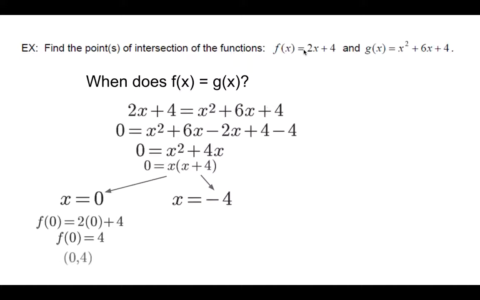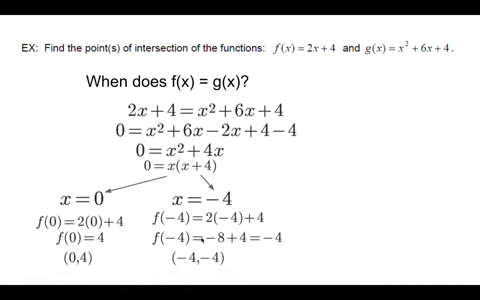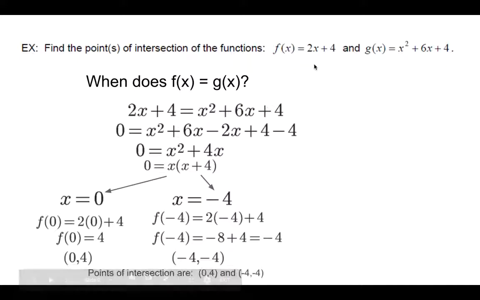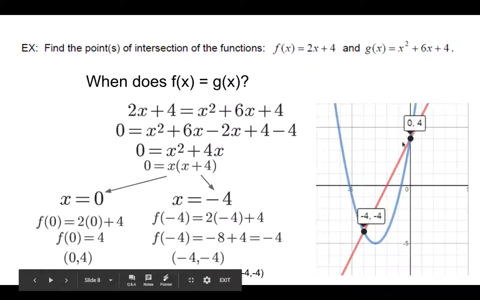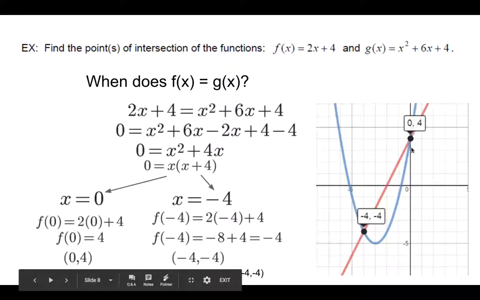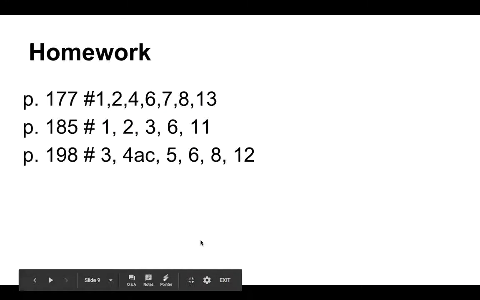When you sub in 0, you get 4. And when you sub in negative 4, you get negative 4. You could sub them into both to check, but I'd probably just sub them into the linear equation. If you graph them in Desmos, f of x is the straight line, the red graph here, and g of x is the quadratic, and they're hitting each other at these 2 points. Notice that the solving only gives you the x values. You actually have to do a little bit more work to find the y values.